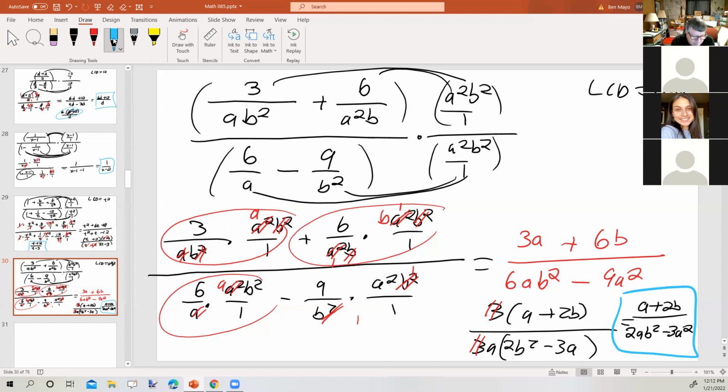So find the least common denominator. Multiply the top and the bottom by the least common denominator. Reduce, simplify, reduce, simplify, reduce, simplify, and pay close attention, stay awake so that you don't make the mistakes that I make. See, fortunately, I have several people watching me, but you're on your own when you're doing this.